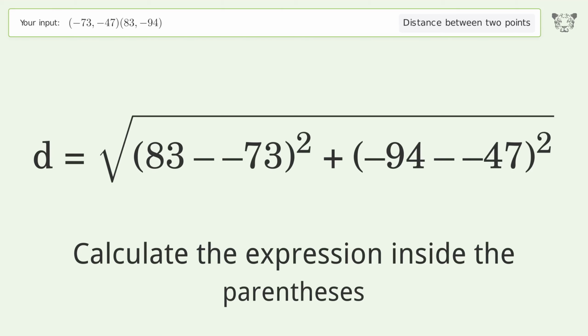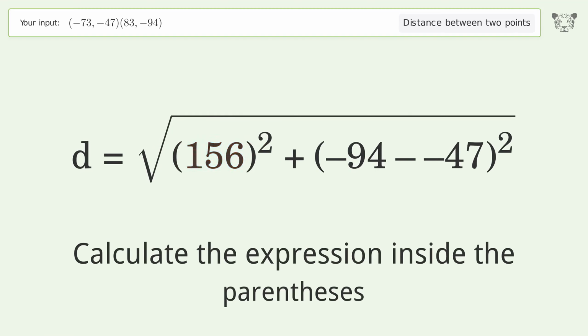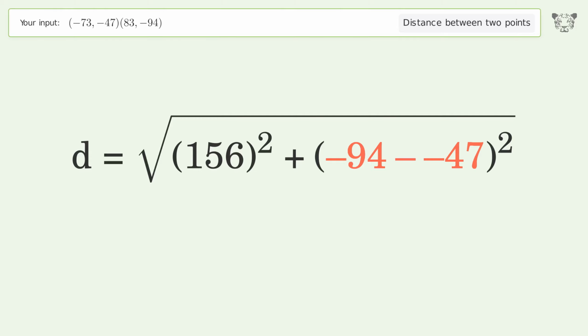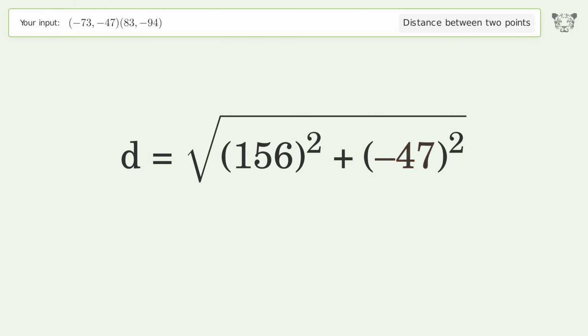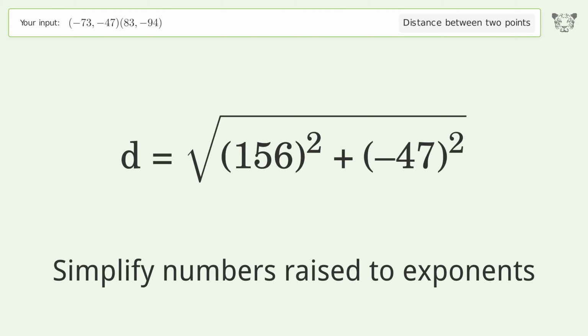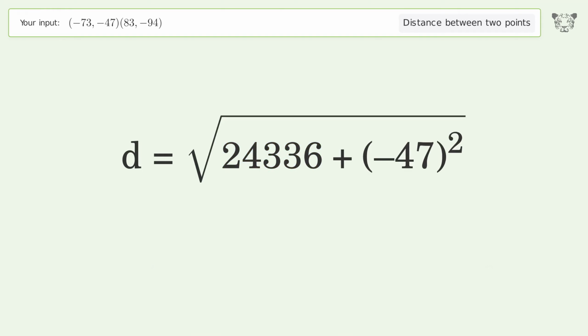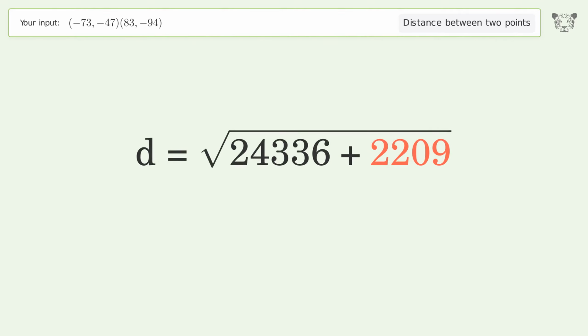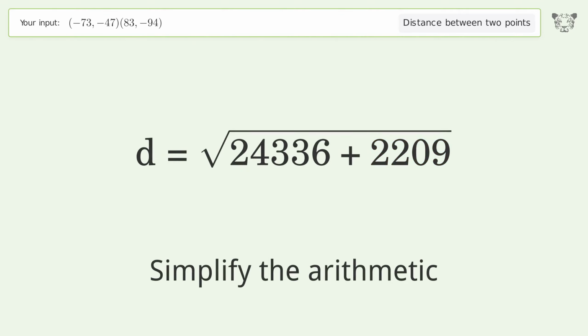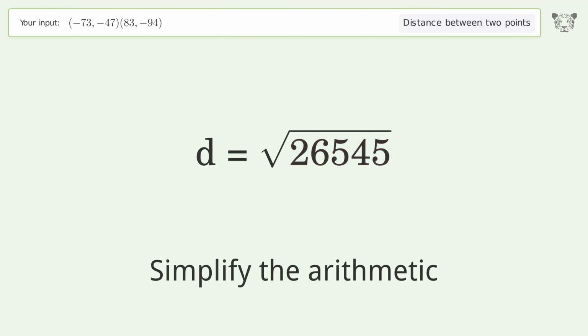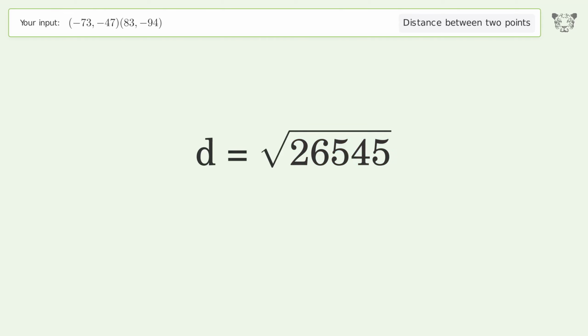Calculate the expression inside the parentheses. Simplify numbers raised to exponents. Simplify the arithmetic. And so the distance between the 2 points is the square root of 26,545, or 162.926.